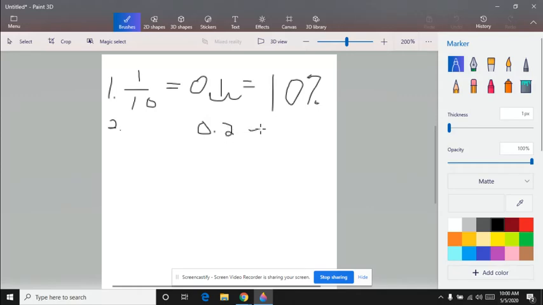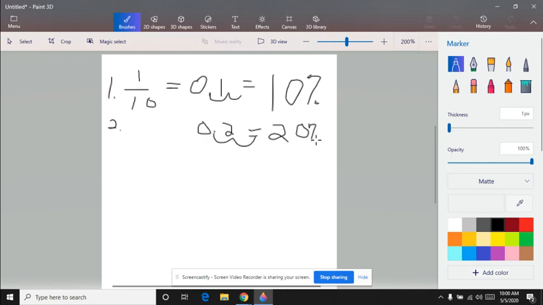Okay, it's probably easiest to go from decimal to percent first. So I'll show you that first. So just bring it over 2 spots. There's nothing there. That means I have to add a 0. So that makes it 20%.